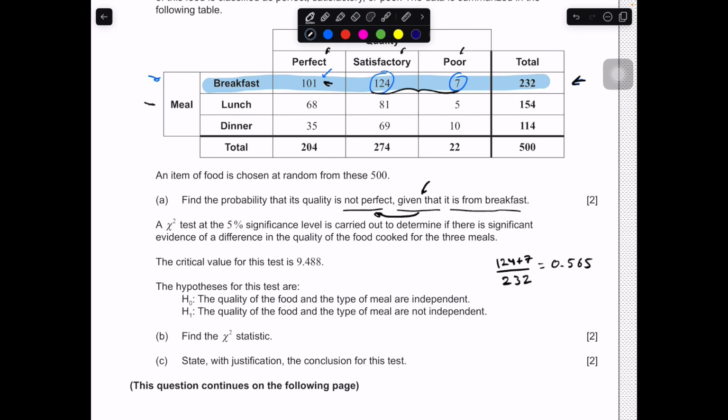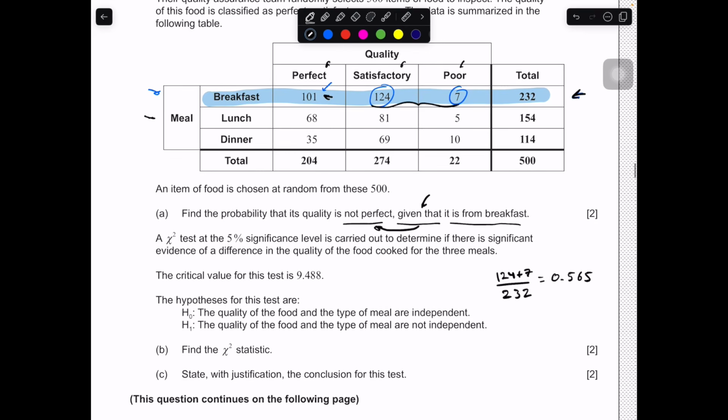A chi-squared test at the 5% significance level is carried out to determine if there is significant evidence of a difference in the quality of the food cooked for the 3 meals. The critical value for this test is 9.488. The hypotheses for this test are: null hypothesis, the quality of the food and the type of meal are independent. The alternative: the quality of the food and the type of meal are not independent. So we've got this chi-squared independence test. Significance level is 5%, and we've got a critical value for the chi-squared test being 9.488. So this isn't the p-value, this is the chi-squared value.